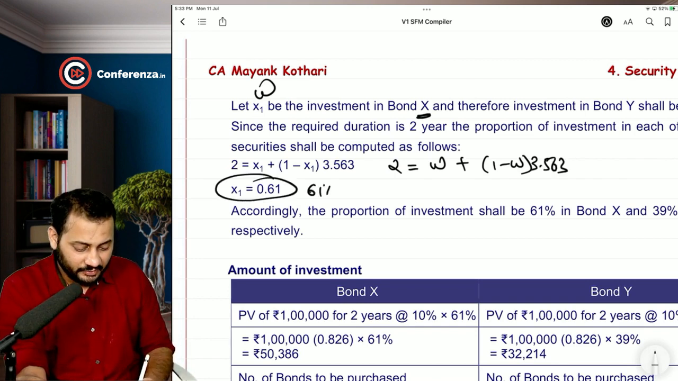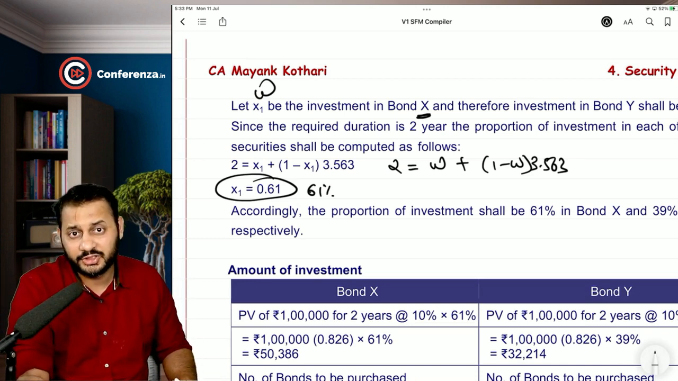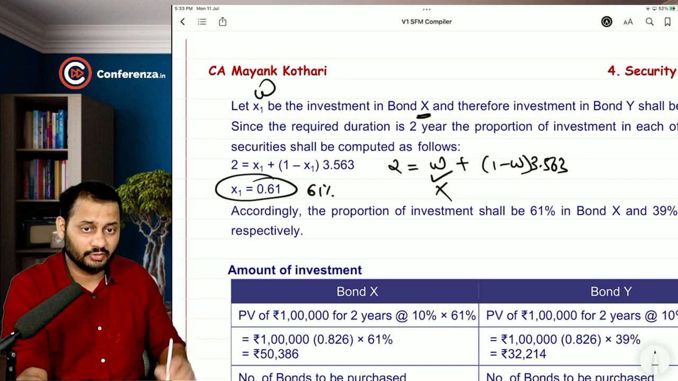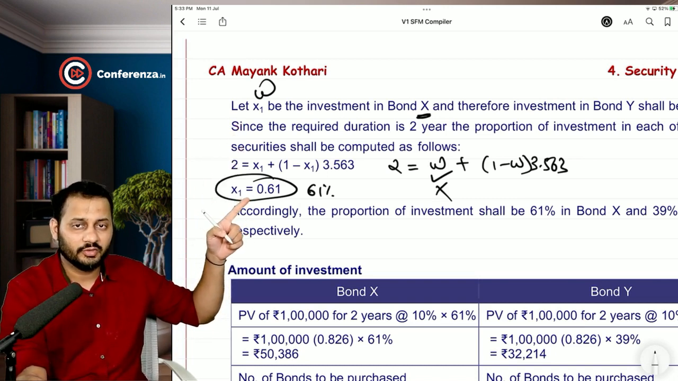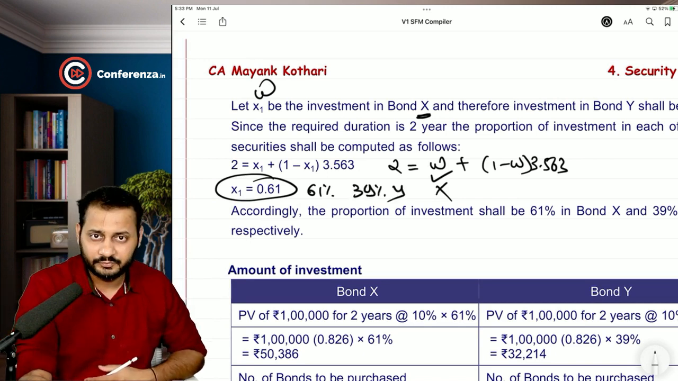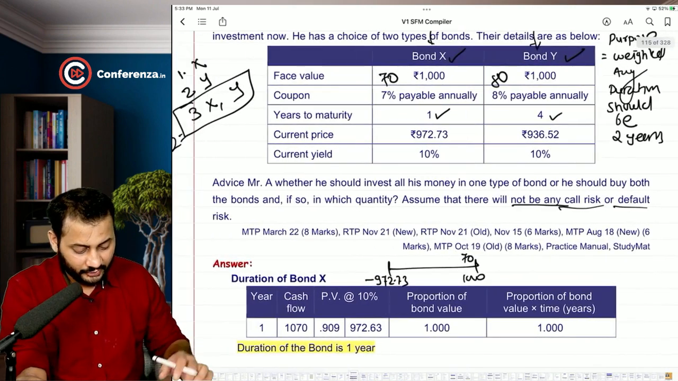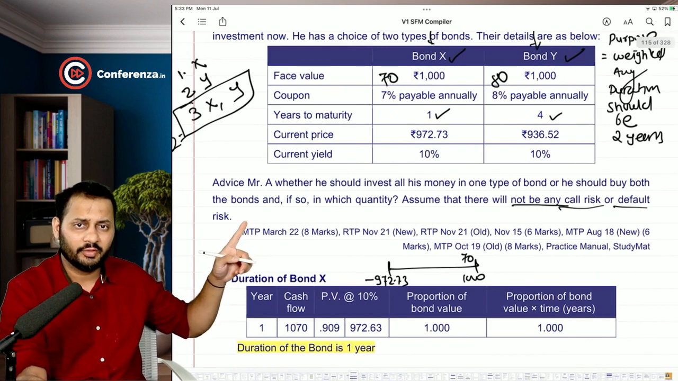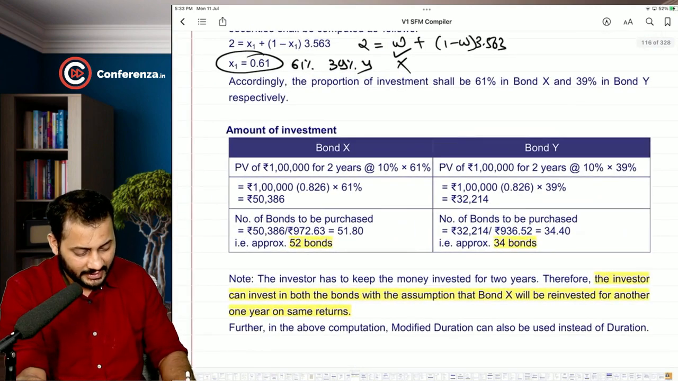That means 61% of the total investment. 61% of the total investment should be in bond X, because that was the weight of bond X. So if 61% of the total you are investing in bond X, 39% will be invested in bond Y. But the question is not asking you about the weights. Understand? They are asking you how much quantity you should purchase of every bond. It's very simple. If you have 1 lakh to invest, you can clearly bifurcate that.